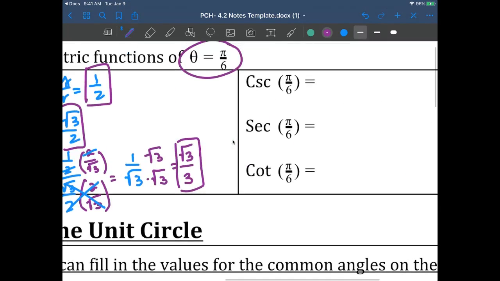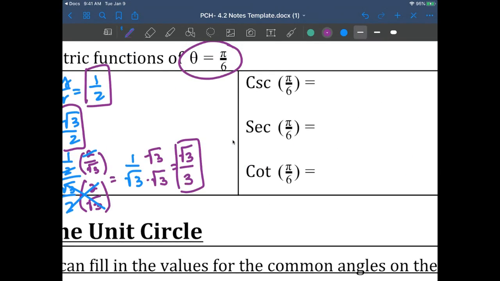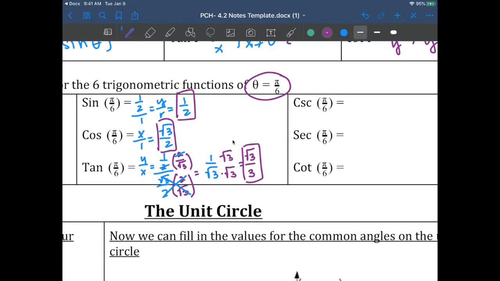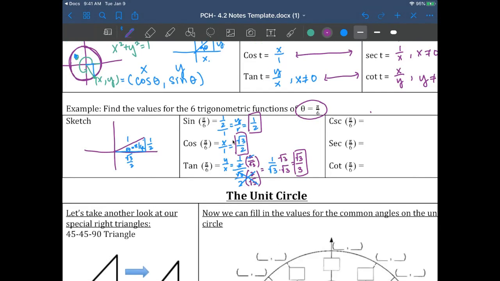Okay, cosecant is the reciprocal of sine. So you can either say it's 1 over my y value. So 1 over the y value is 1 over 1/2. Again, multiplying by the reciprocal, giving us 2. The other thing you can do is just look at the sine ratio we already figured out and take the reciprocal. Okay, so we'll do that for the next one.